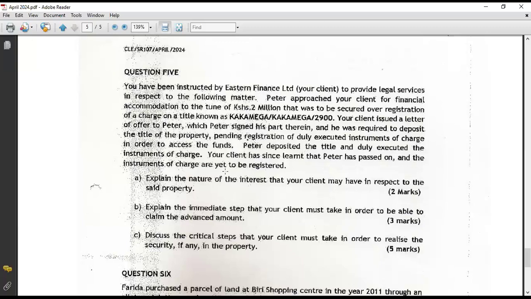And the instrument of charge are not yet to be registered. You have not finished interpreting the question. So this question is leading you to where, Kate?